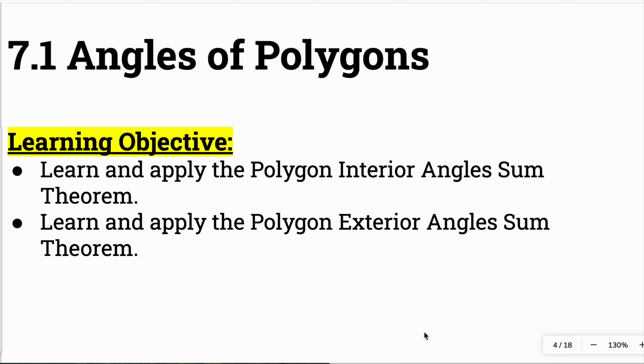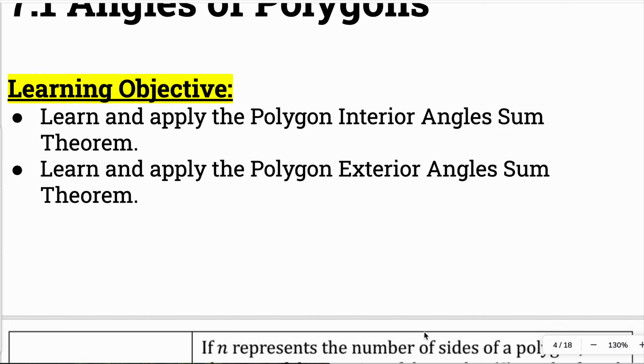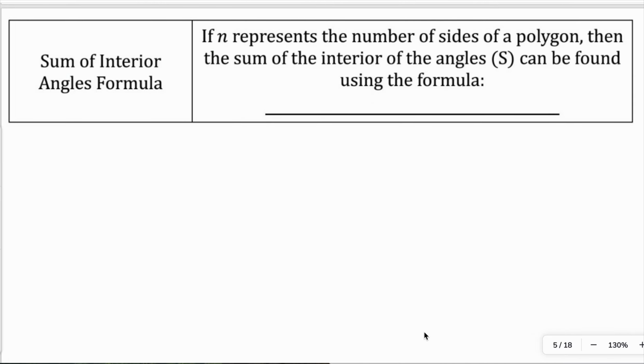Today we're looking at lesson 7.1, which is Angles of Polygons. So what is the polygon interior angle sum theorem, and how do we apply it? We'll also figure out the exterior angle sum theorem and apply that. First off, we're going to start with interior angles.